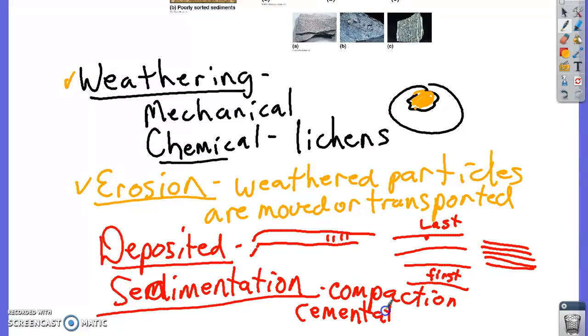Okay, they have to be cemented together, usually by other minerals such as silicon dioxide, SiO2. That's basically what's in quartz. Sometimes, if it's like limestone, it'll be calcium carbonate, which is basically what limestone is made out of. Sometimes in reddish rocks, it'll be iron oxide, which is kind of like a rust-looking thing, and that helps glue the sediments together, and that's very important.